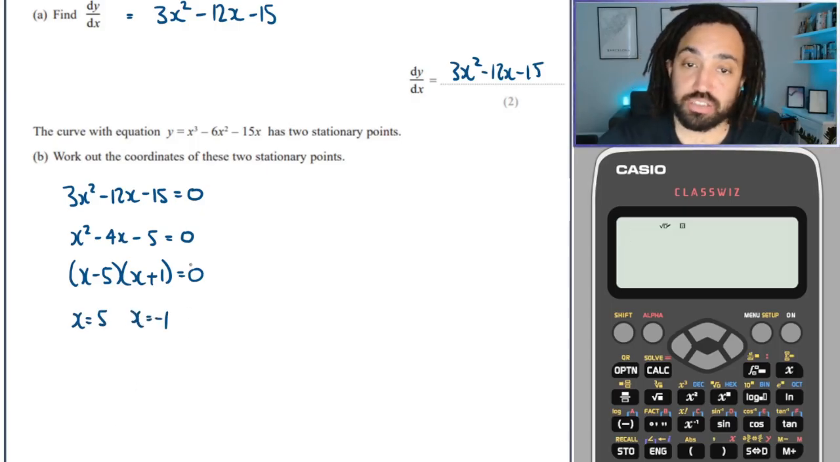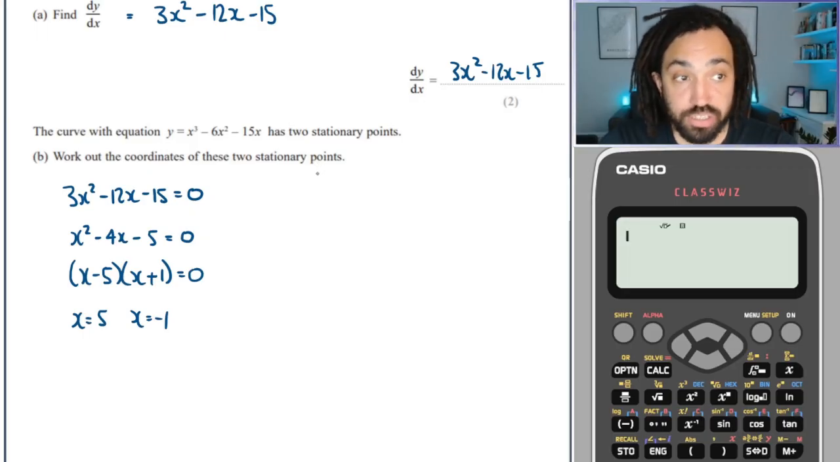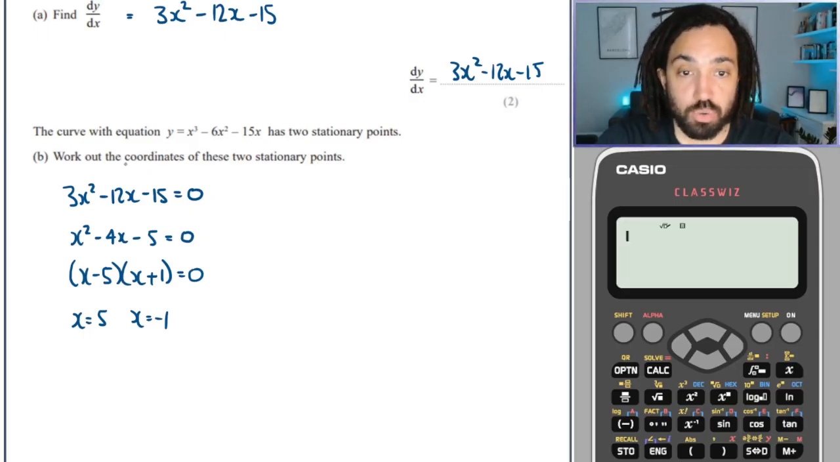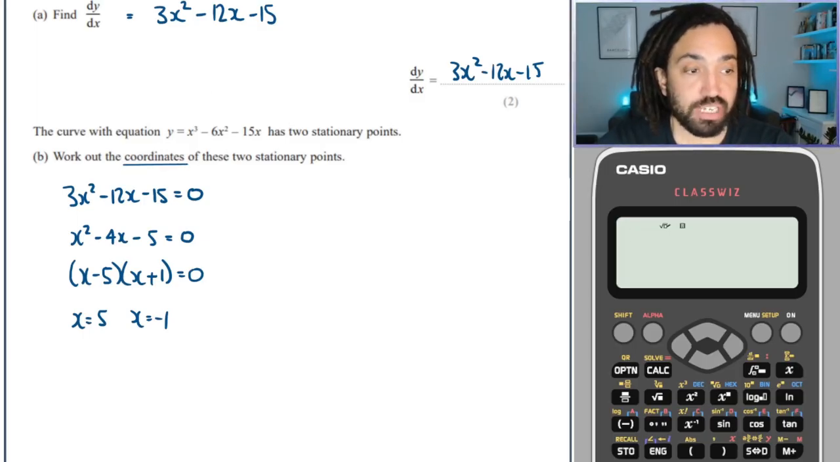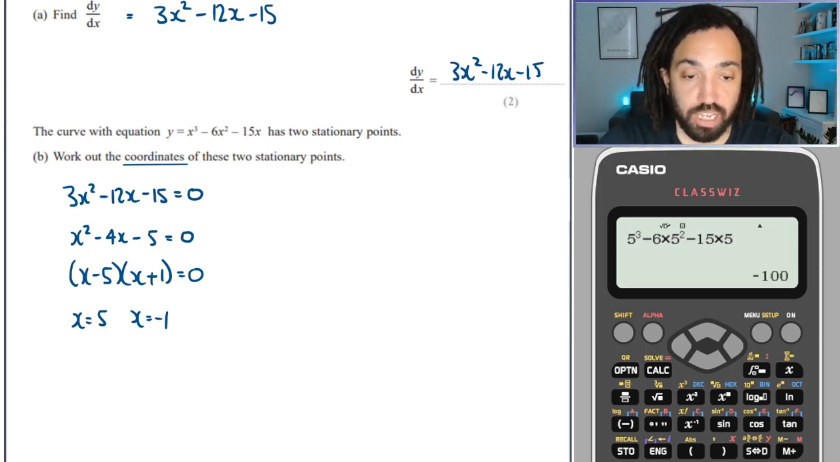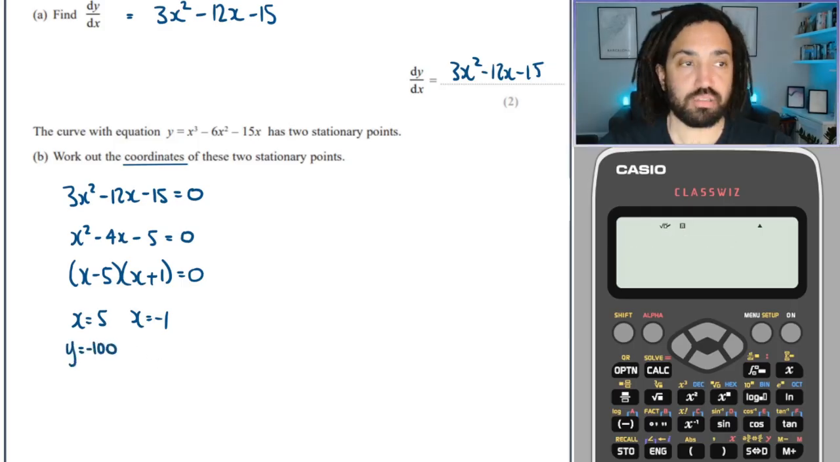Okay, but that's not the end of the story, because it does say the 2 stationary points. So I do need to write the coordinates. So I need the corresponding y values. So I'm going to go to my calculator and I'm going to sub x into the actual curve. So I get 5 cubed minus 6 times 5 squared minus 15 times 5. That's going to give me the y coordinate that corresponds to x is equal to 5.